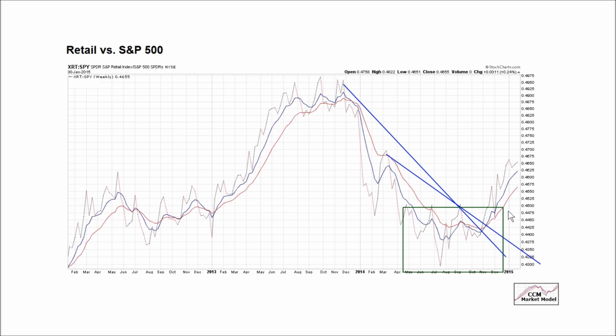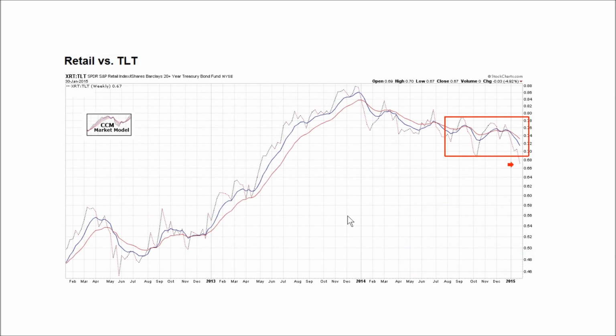So this chart looks good, but this isn't the only chart that we would look at. If we compare retail head-to-head with TLT or long-term treasuries, you can see they were battling and consolidating and indecisive for several months. The box here bounded that battle. Last week, the ratio broke out in favor of TLT, so everything is an opportunity cost.